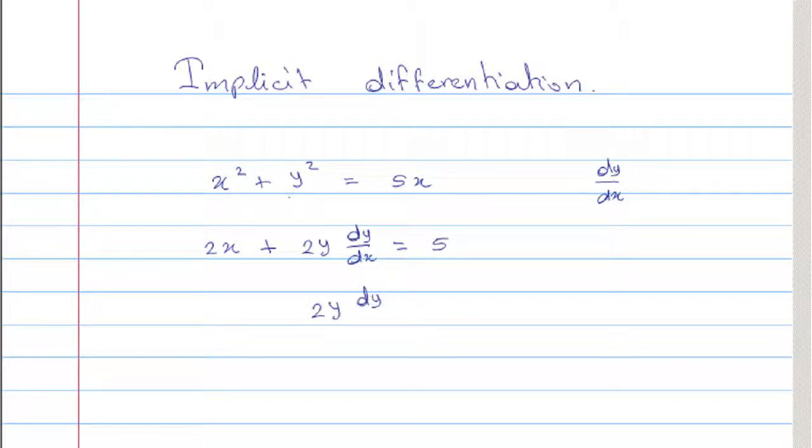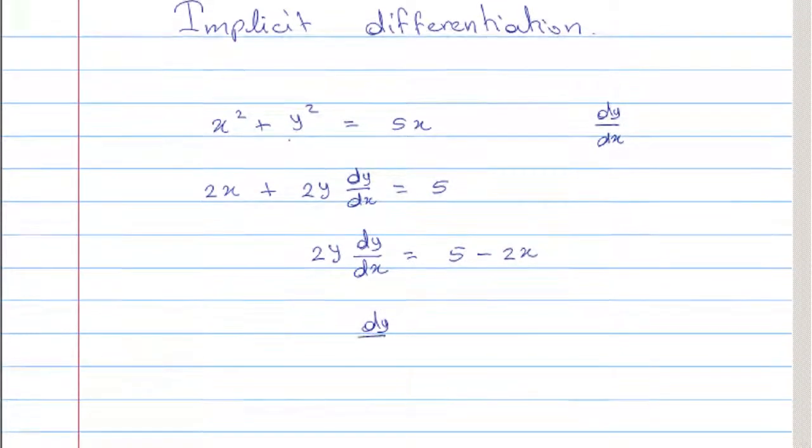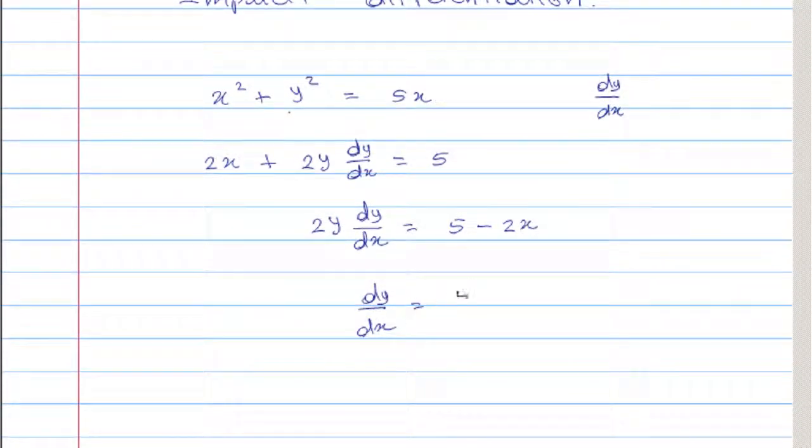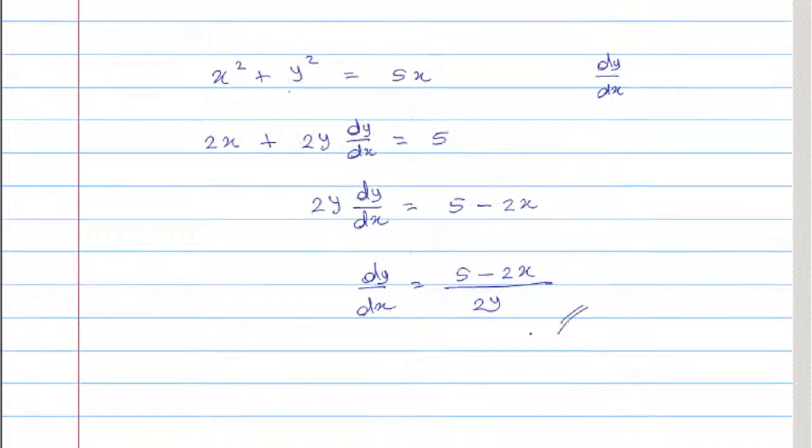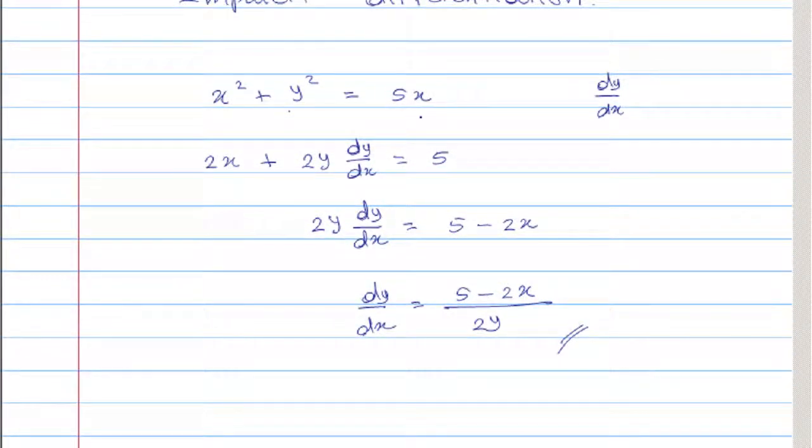Now I can make dy over dx the subject of this equation. 2y dy over dx is equal to 5 minus 2x. And then dy over dx will be equal to 5 minus 2x, divided by 2y. And that's dy over dx for this equation.